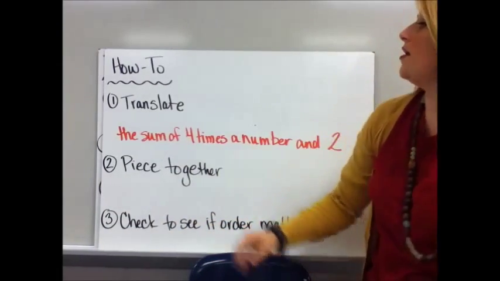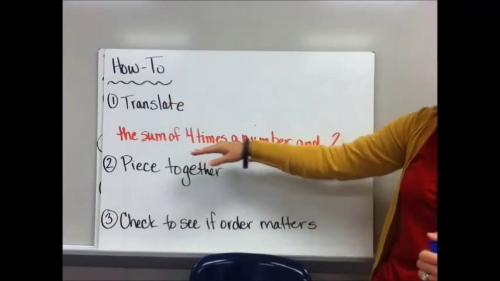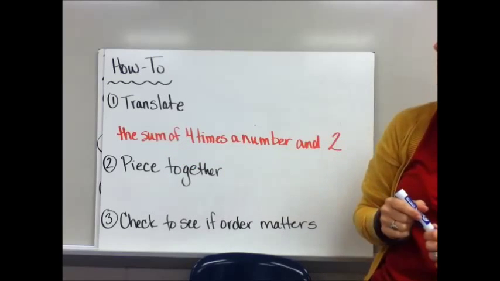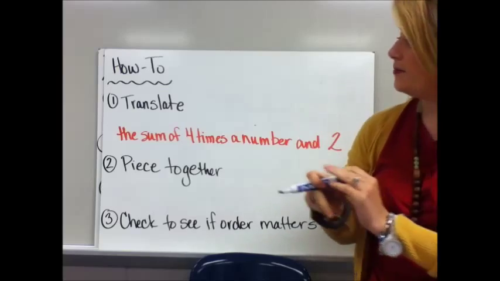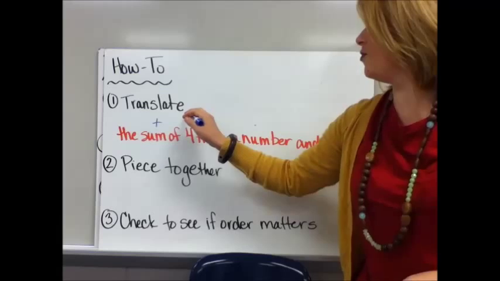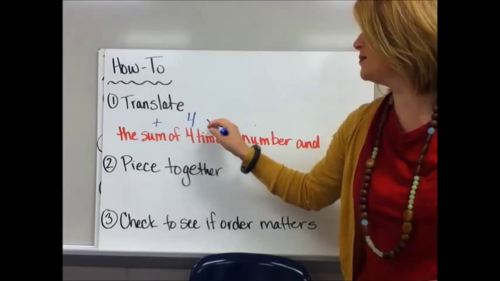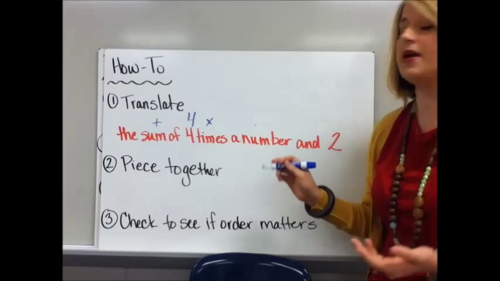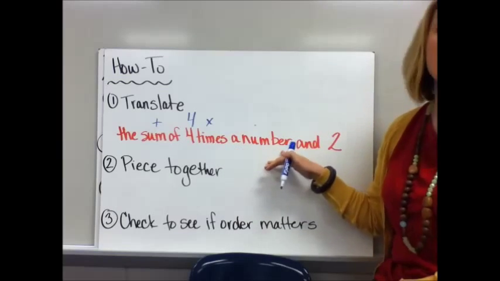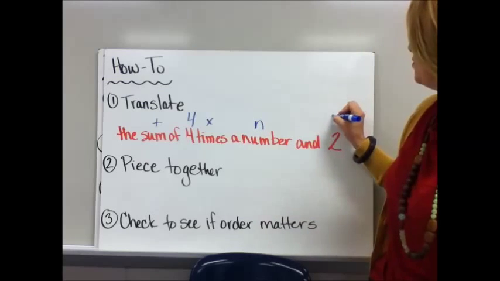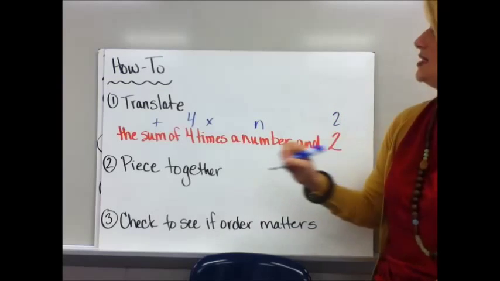The how-to. First, you're going to translate. Let's take this phrase: the sum of 4 times a number and 2. So we go above there. Sum tells you adding. 4 would be 4, obviously. Times, multiply. A number, I don't know what that number is, so I'm going to use a variable. And typically, if you have the phrase a number, you use n to represent that. And 2. Now we're going to piece it together.